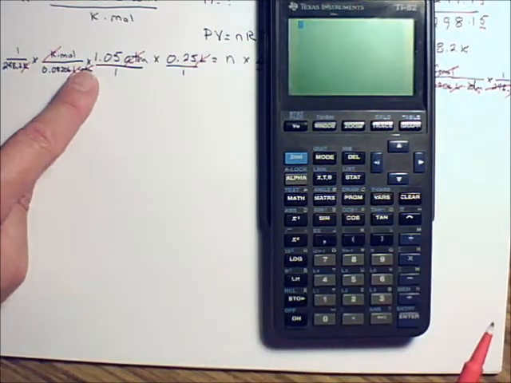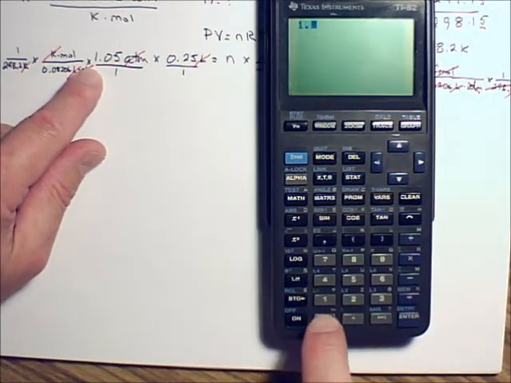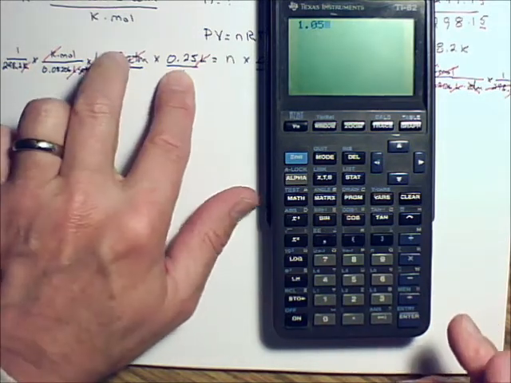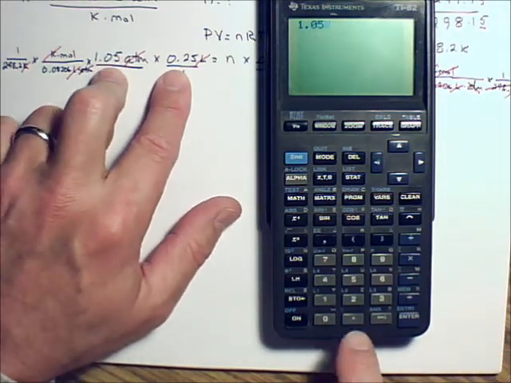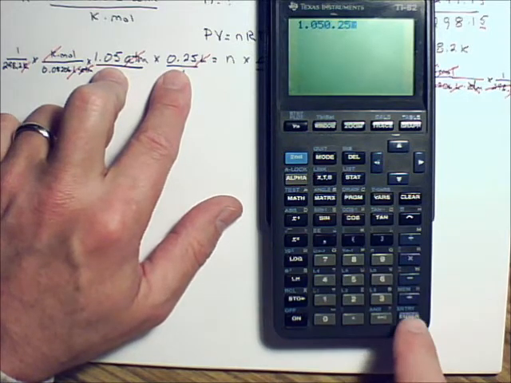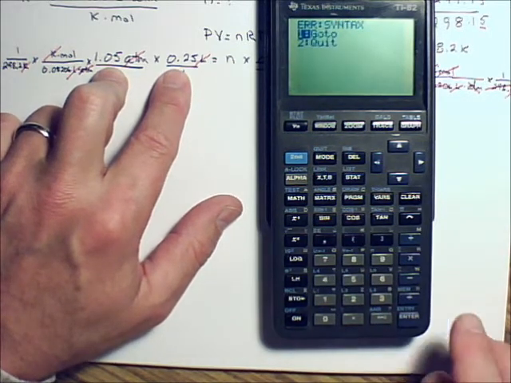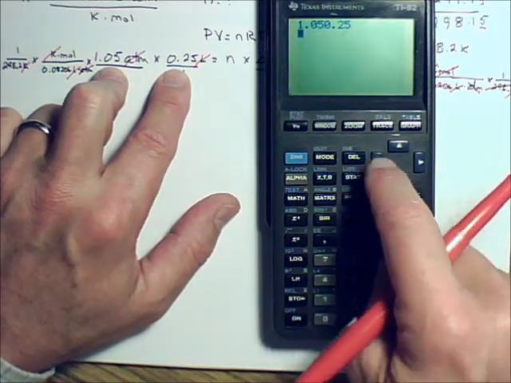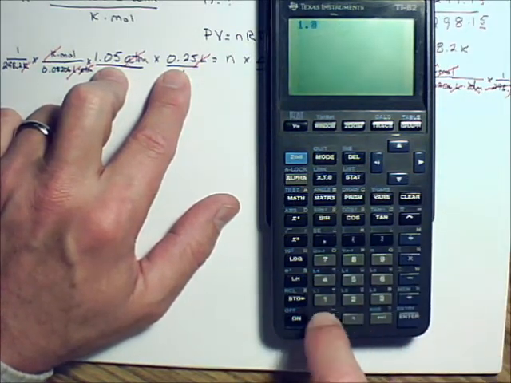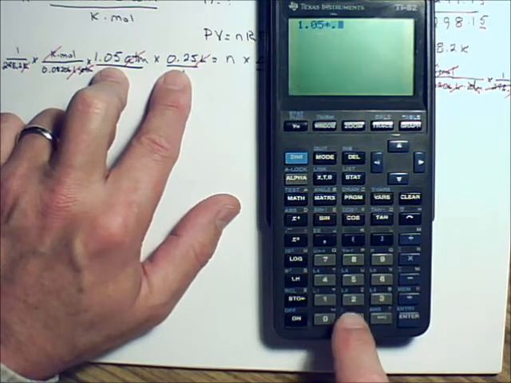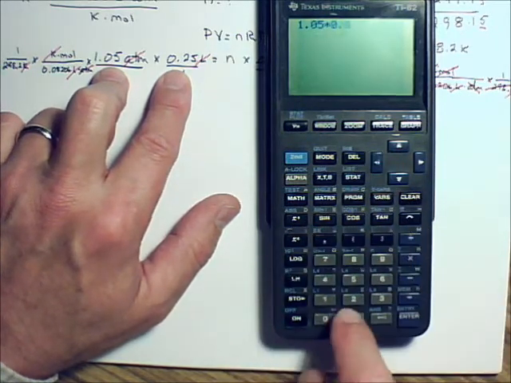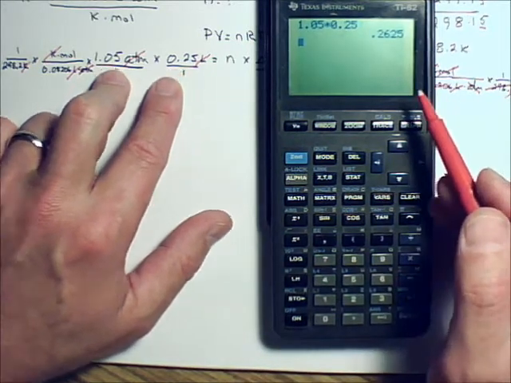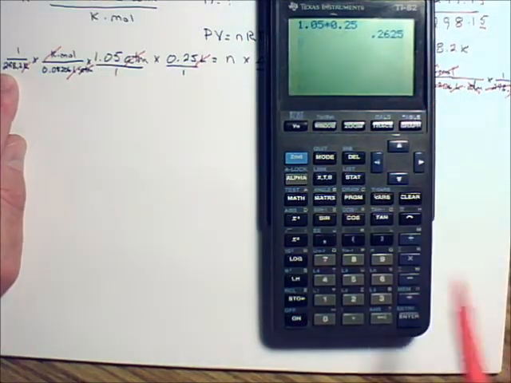Okay, so I've got 1.05, and multiply it times 0.25, because both those are on the top of the fractions. I'm going to hit enter. Oh, yeah, I did, didn't I? How about that? Do it again. 1.05 times 0.25. Okay. Now we're going to divide by this number as a separate operation.